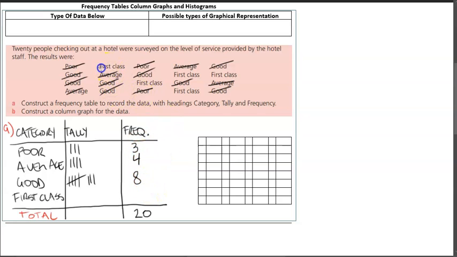So we should have 5 for first class. 1, 2, 3, 4, and 5. Yes, we do. And there's our 5. This does tally up to 20 all up, so that's correct.